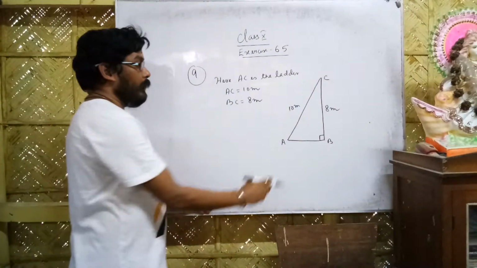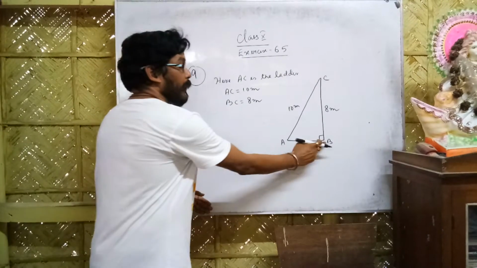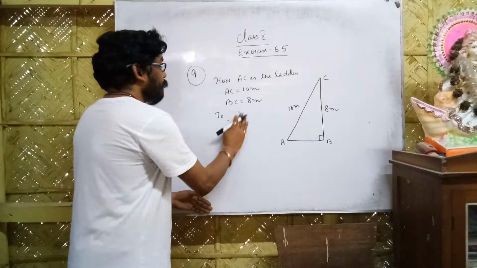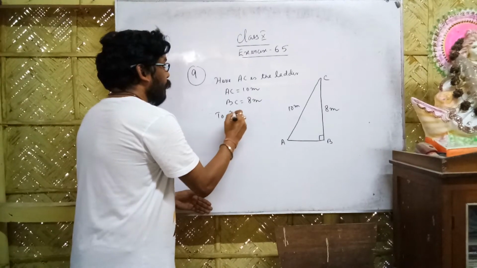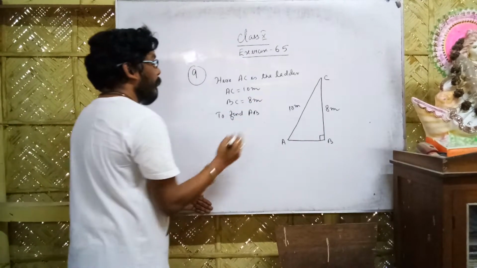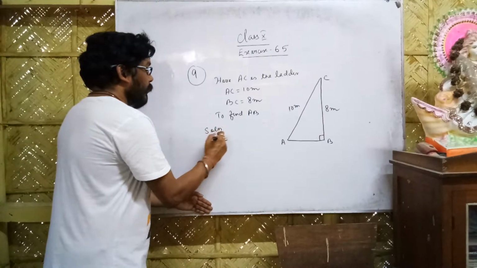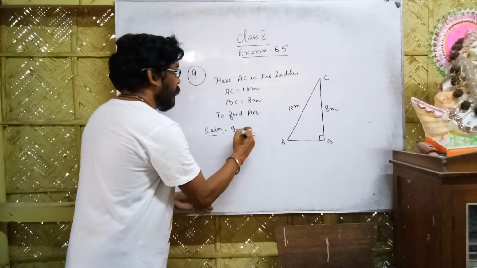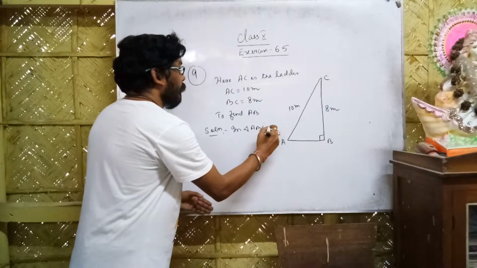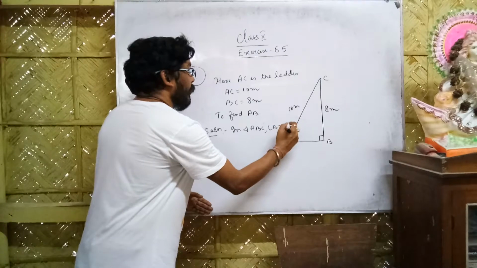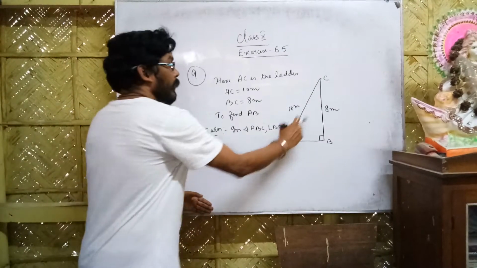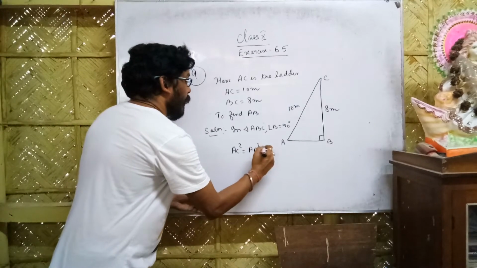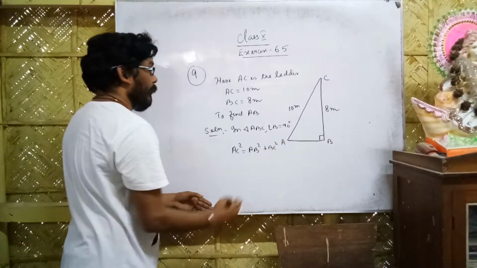What you have to find out? Distance of the foot of the ladder from the base of the wall. To find AB. In solution part, here also you will go for Pythagoras theorem. In triangle ABC, angle B equal to 90 degree. If B is 90, hypotenuse is your AC. So AC square equal to AB square plus BC square.